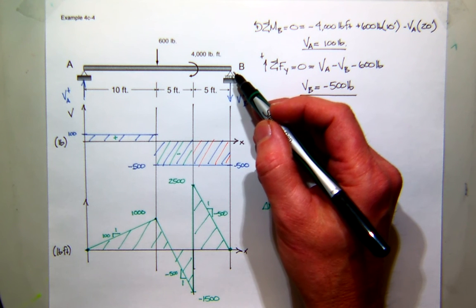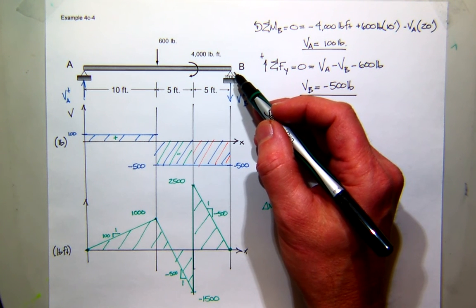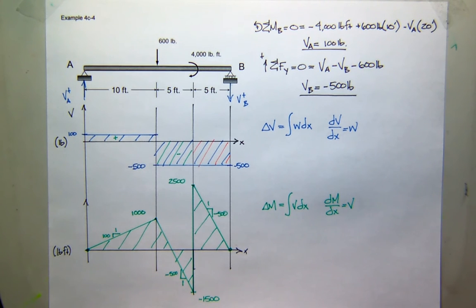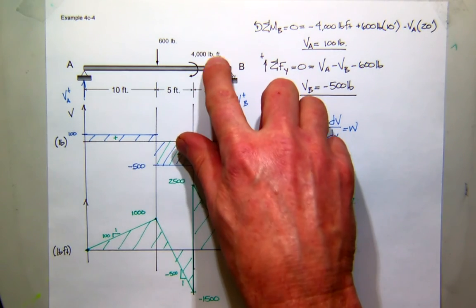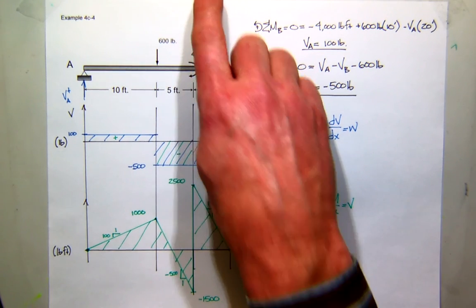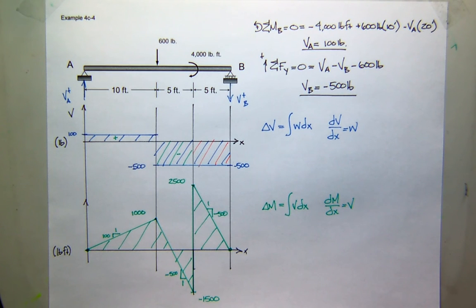Can you have a negative anything at a pin? Right at this point, no. So that should tell you that you made the wrong choice. So, do they say clockwise? The rule is clockwise applied moments create positive. Is that because the bending moment is the same? Any questions about that? Okay.